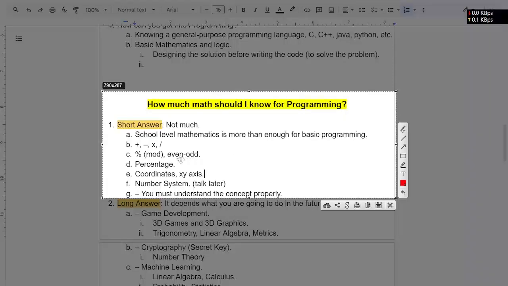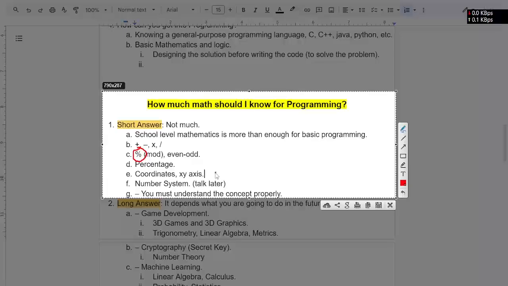to do programming? For example, plus for addition, minus for subtraction. This is for multiplication, and this is for division. And then we see this, this is called the modulus operator.